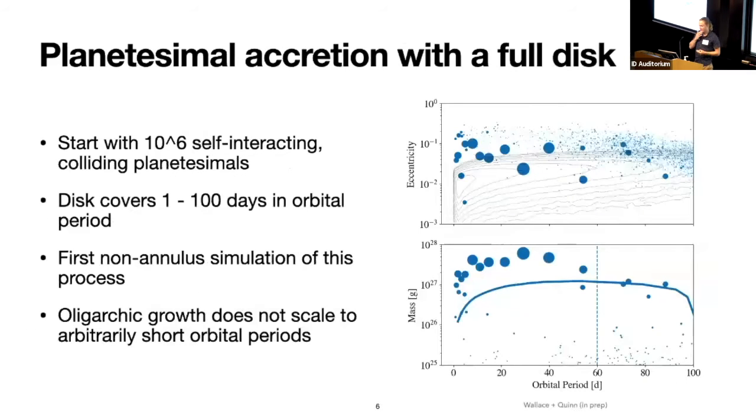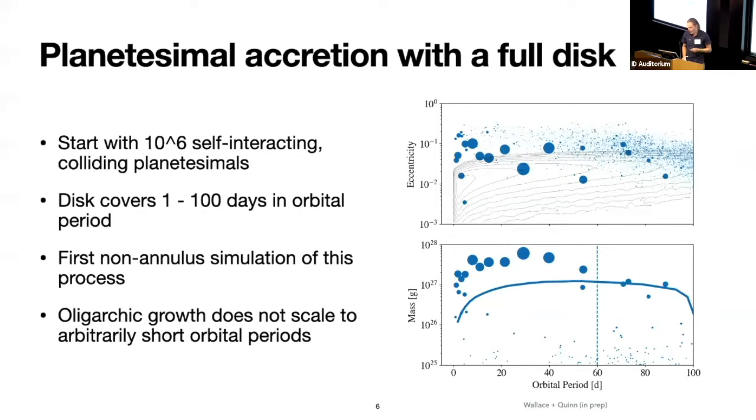So what I did is, with ChaNGa, we started out with this disk of 1 million self-interacting, colliding planetesimals. These are all about a few hundred kilometers in size. And this disk extends from about 1 to 100 days in orbital period. So it's this really wide region that we're actually modeling.